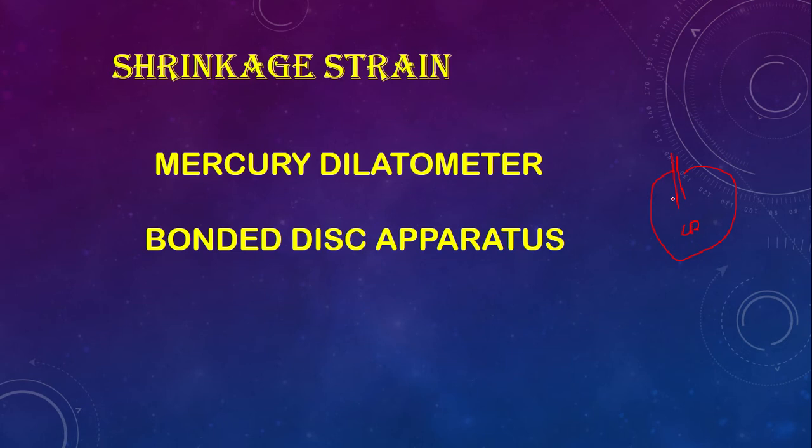The change in the mercury column depicts the polymerization shrinkage strain. Next is the bonded disc method for evaluation of the shrinkage strain. In this, a disc-shaped specimen of uncured resin is placed in the center of the square cross section of the brass ring, and we have a linear variable differential transformer, which is positioned to measure the plate deflection.